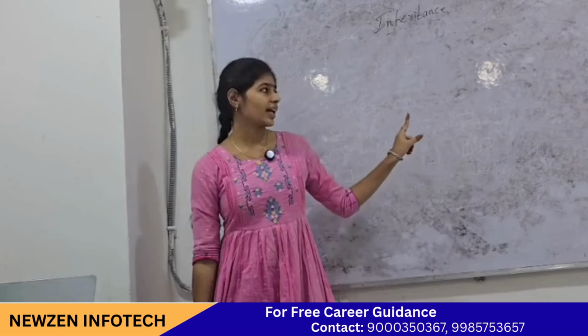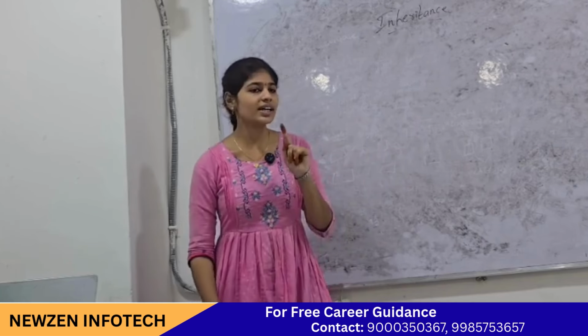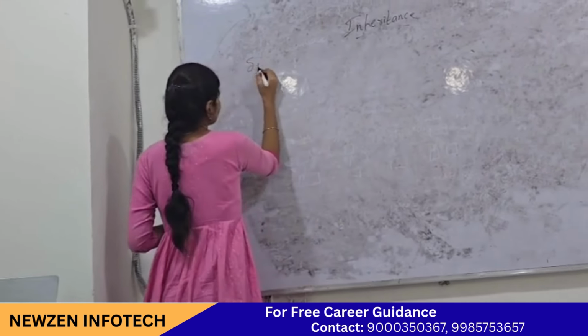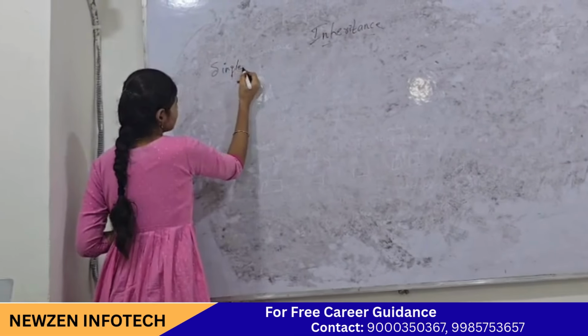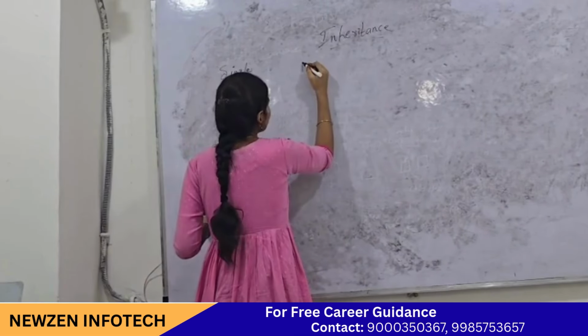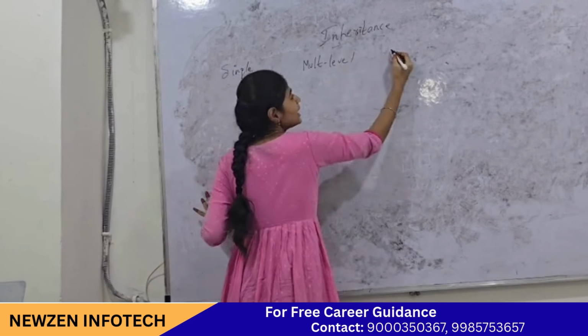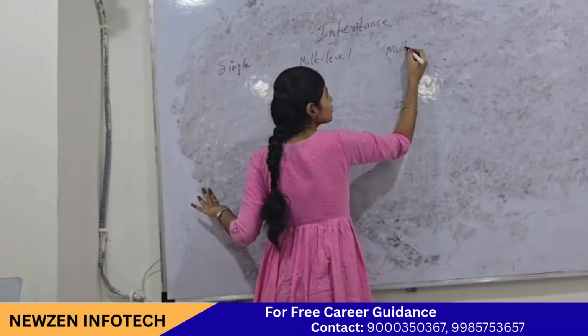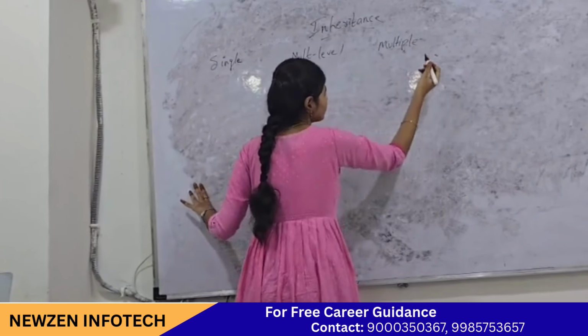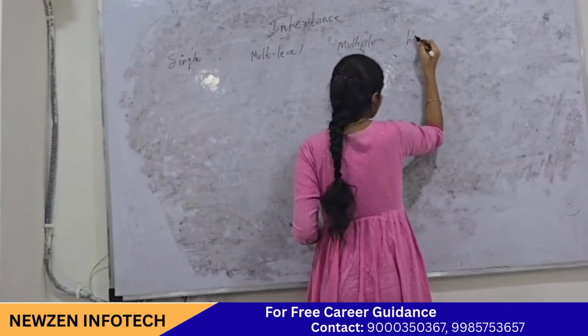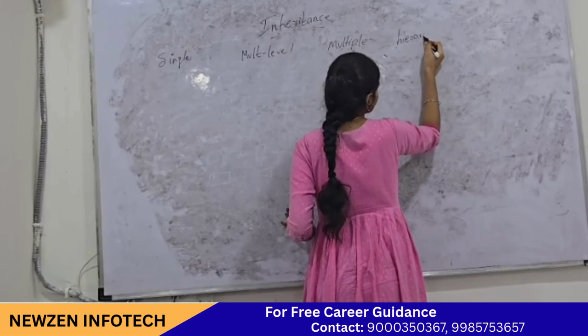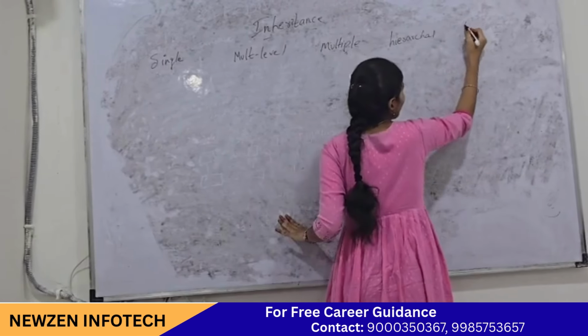In inheritance, we have five types. That is single, and multi-level, and multiple, and hierarchical, and hybrid.